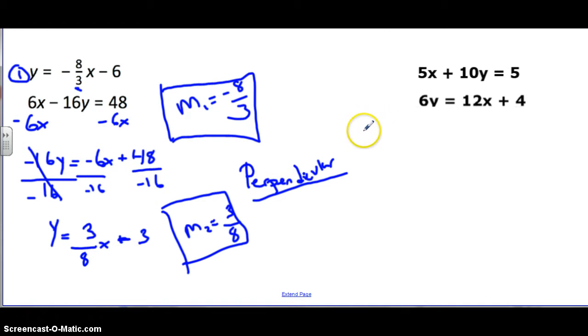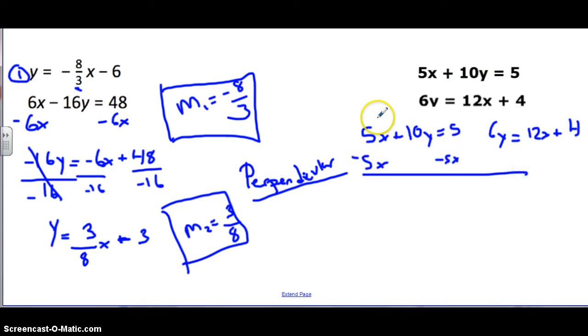All right, for this last one, both of these aren't in y equals mx plus b form, so I actually have to do a little math here. Let's write out both of these: 5x plus 10y equals 5, and 6y equals 12x plus 4. There are two of these I have to solve for. For this one, start by subtracting 5x on both sides. This cancels, and I get 10y equals -5x plus 5.